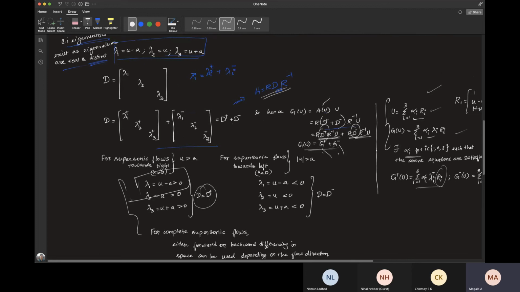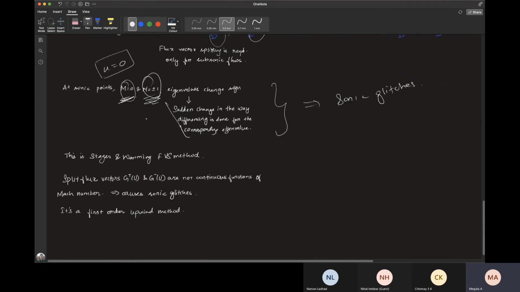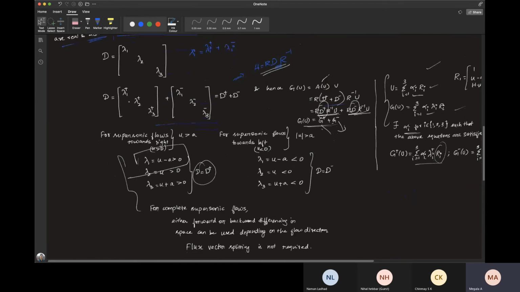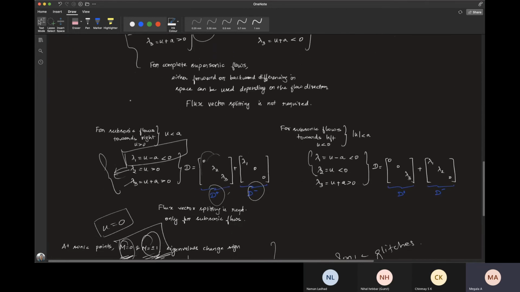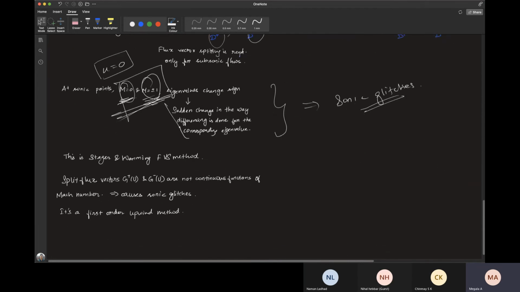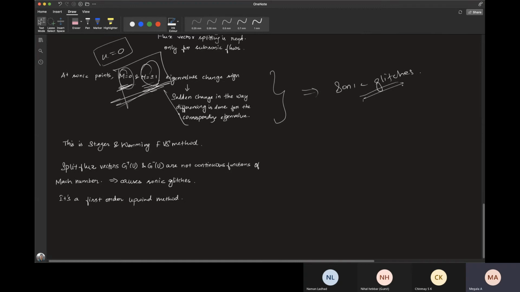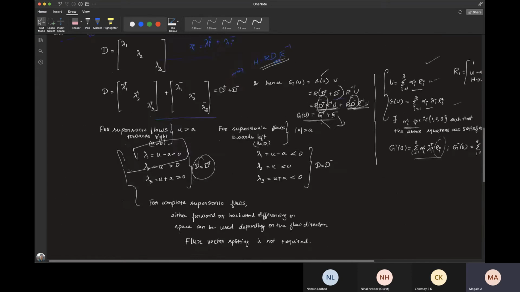So these quantities G plus and G minus will differ, because R D plus R inverse U and R D minus R inverse U will change when you are at these points. You'll have a change in G plus and G minus, and that will result in a change of the scheme. So this will lead to formation of sonic glitches. So this is essentially Steger and Warming flux vector splitting method. Here the split flux vectors G plus and G minus are not continuous functions of Mach number, and this causes sonic glitches. And also it's a first order upwind method.